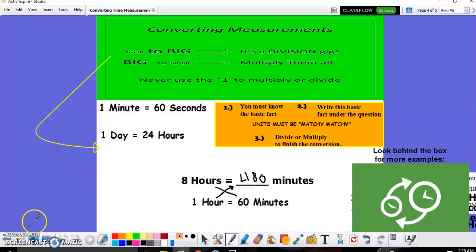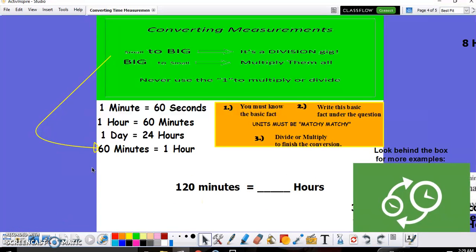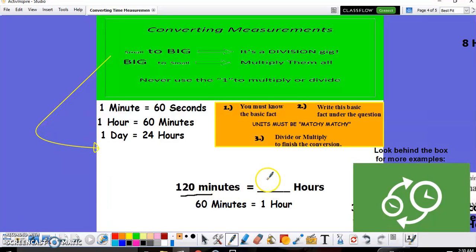Let's take a look at the next question and see if you can use these strategies as I start to pull some of the hints away. This time I'm trying to see how many hours are in 120 minutes. My basic fact, 60 minutes is equal to 1 hour. Minutes on top of minutes, hours on top of hours. And now I'm going from a small unit to a big unit. Small to big, division gig. Try this one out. Good luck. Based on the fact that it's a division gig, and because my big number 120 is on top of 60, I'm dividing 120 by 60 to determine that 120 minutes equals 2 hours.